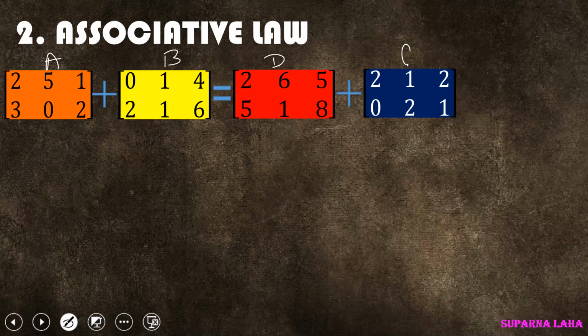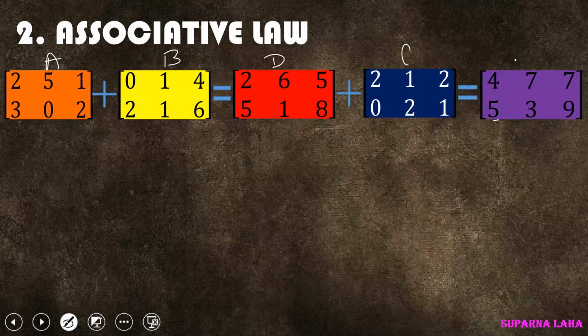Definitely they are of the same order. And if we add them, we will find the addition. Just add the corresponding elements: 2 plus 2 is 4, 6 plus 1 is 7, 5 plus 2 is 7, and like that. The second row is given by 5, 3, 9. And name it E.